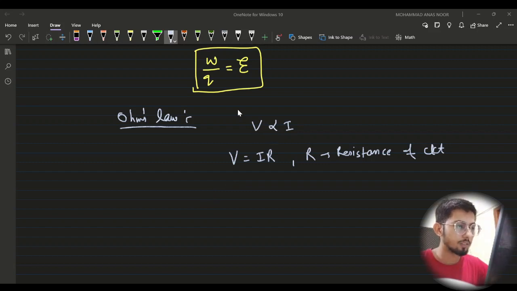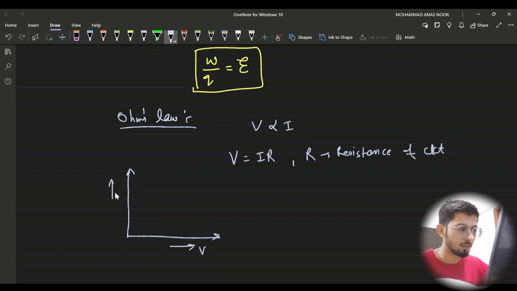Now this R is dependent on many things, right? But before that, let's first draw the graph of V versus I. How would the graph look? It would be a straight line, something like this, because it's y is equal to mx, the straight line equation.